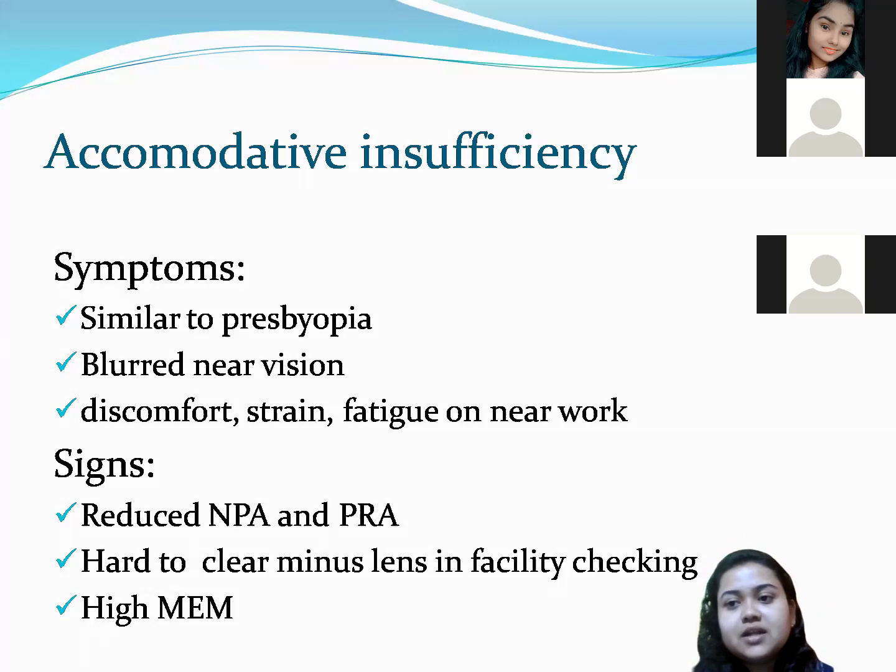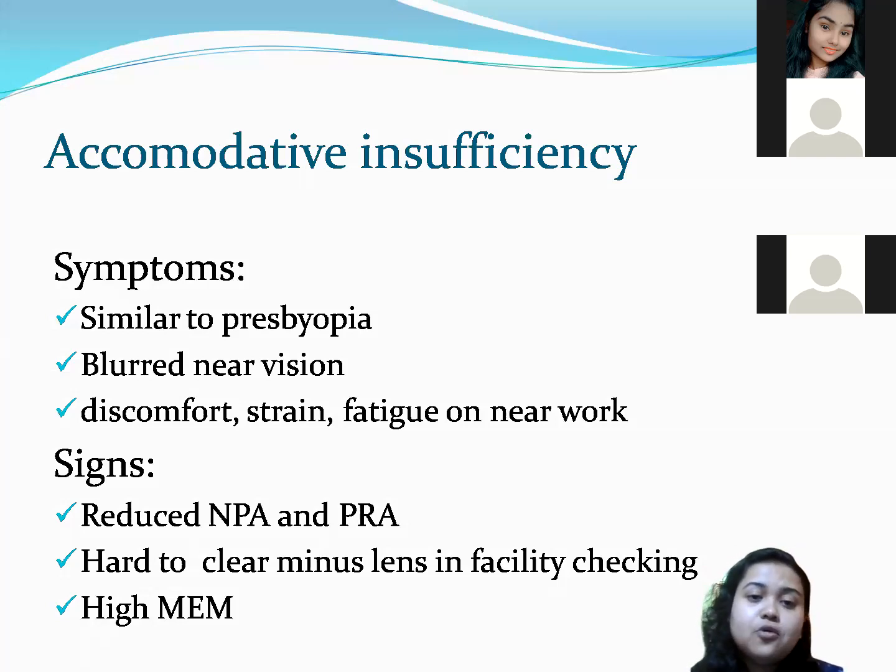So what should be a normal NRA value? It is around plus 2.5 diopter. Okay, so if there is any discrepancy in the negative relative accommodation, definitely it may be an accommodative problem the patient is having.